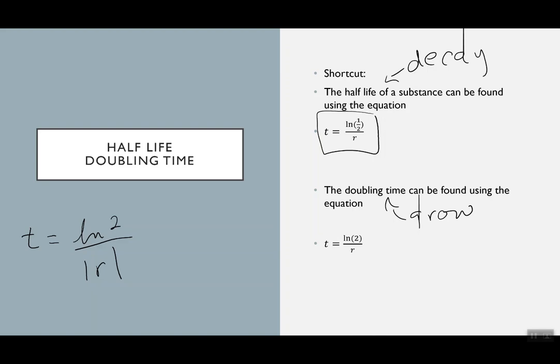But I think it makes so much sense that half-life would have natural log of a half and doubling time would have natural log of 2, that having one more equation is totally worth it. Totally worth writing 2 down, because I think it will help you, because it just relates better and you don't have to worry about the sign this way.